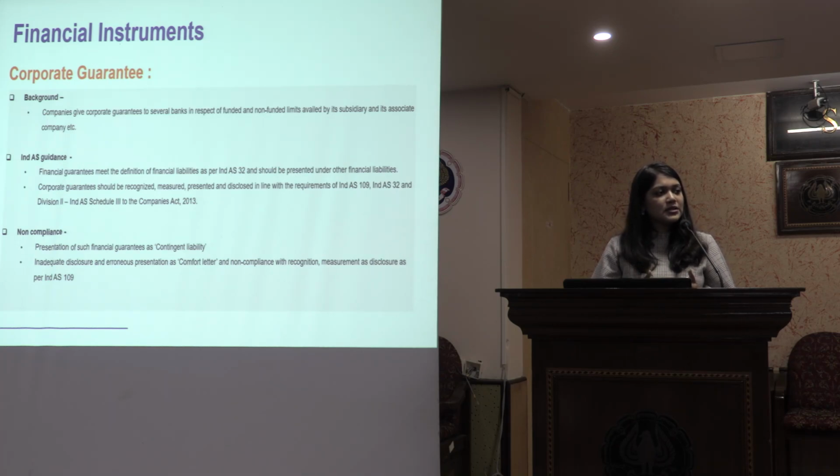Now, under Ind AS, it says that all these corporate guarantees are financial guarantees and they fulfill the definition of financial instruments. And that is why they have to be accounted in the financial statement rather than just giving a disclosure as a contingent liability. So any holding company, let's say if it is giving a corporate guarantee in respect of its subsidiary, it has to account for it as a financial liability in its books of accounts. So which means that it will have to fair value that corporate guarantee.